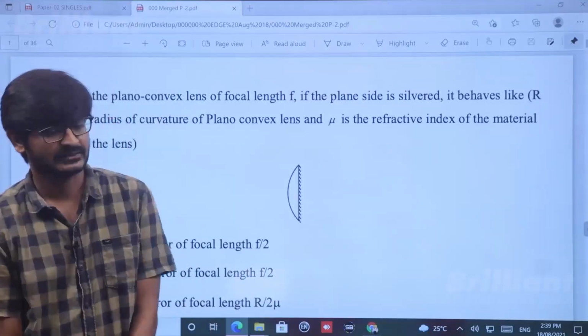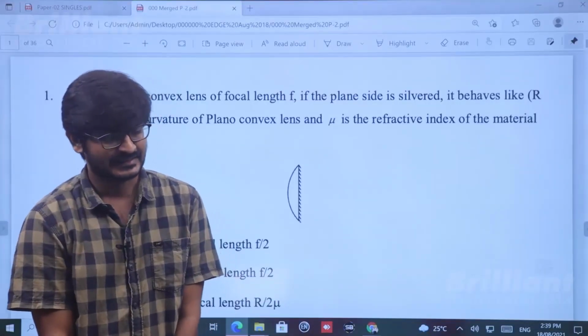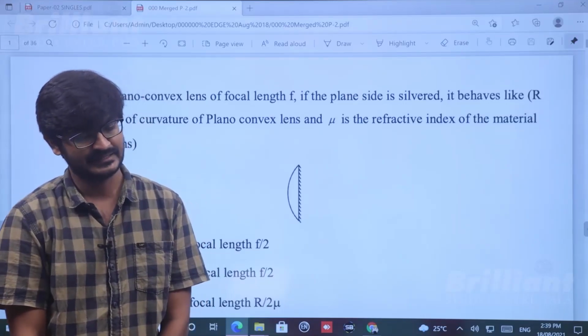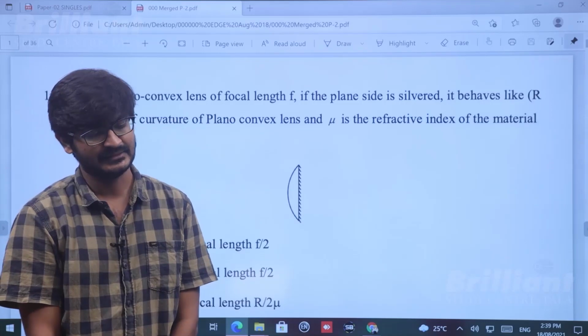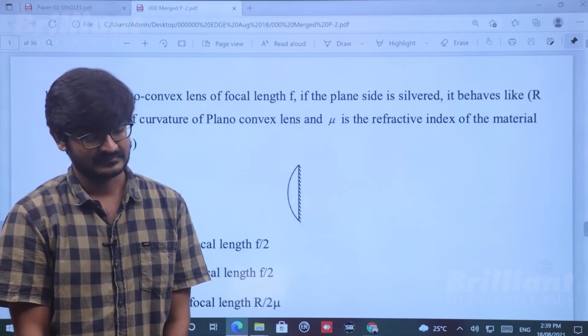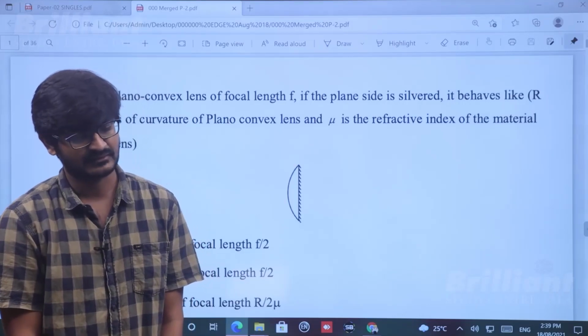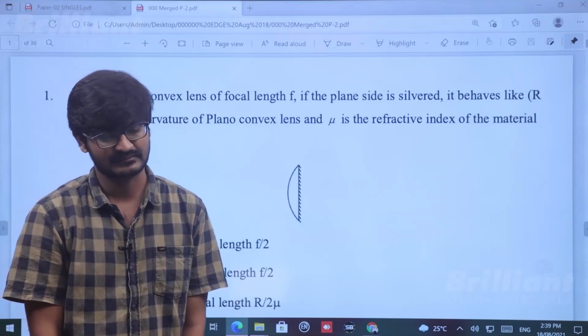You can pause and you can read the question, and that's a kind of direct question. In the plano convex lens of focal length f, if the plane side is silvered, it behaves like a, okay, you need to get it. So it's given that r is the radius of curvature of the plano convex lens and mu is the refractive index of the material of the lens.